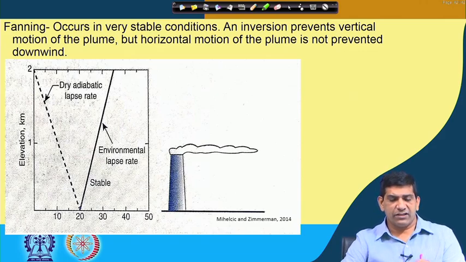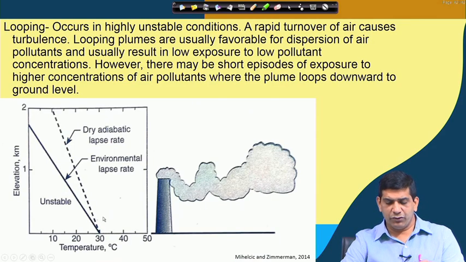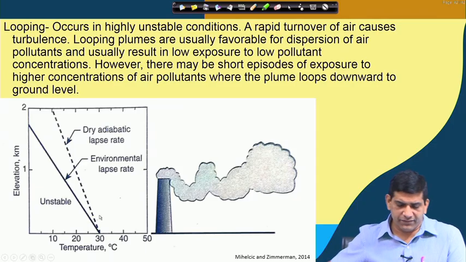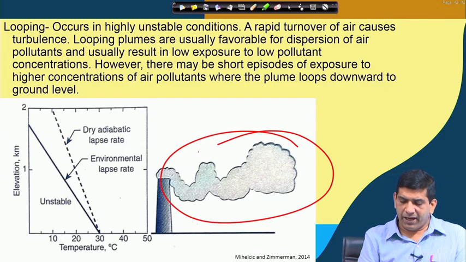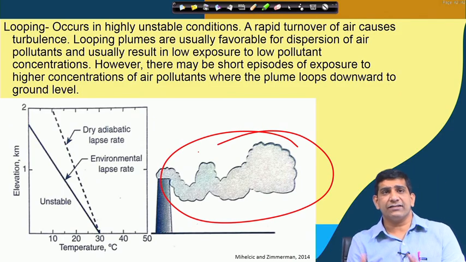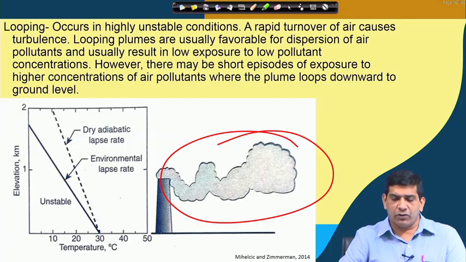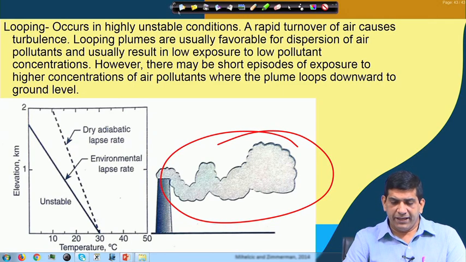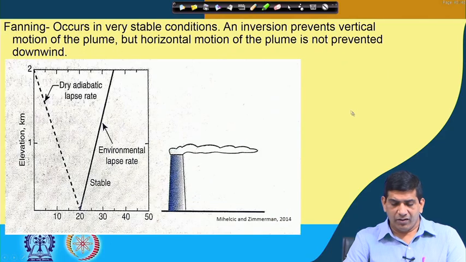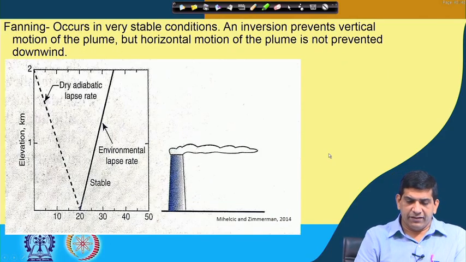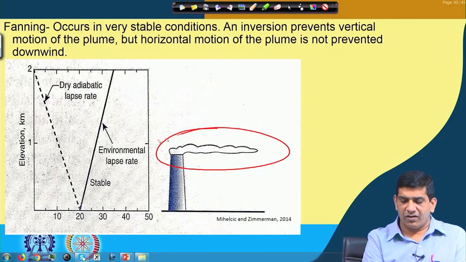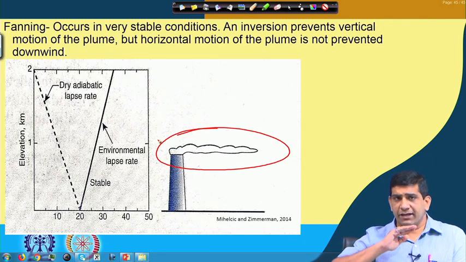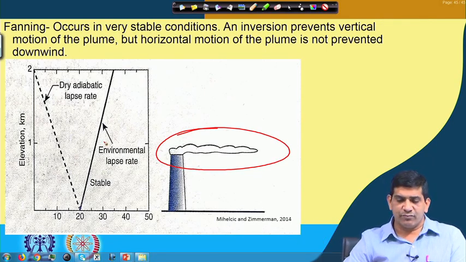Fanning is where it is very stable. Looping is what you see over here, that is your looping condition. As you can see, the smoke has this kind of pattern where things can go towards the surface and can have more exposure. Fanning is more like this, which is very stable. Things are just moving horizontally, nice and smooth.